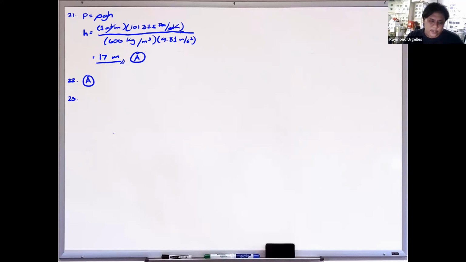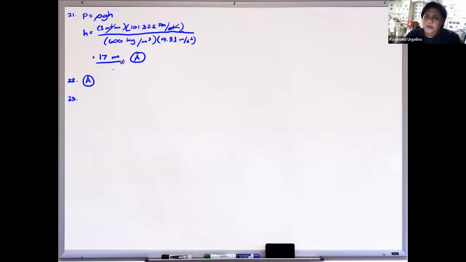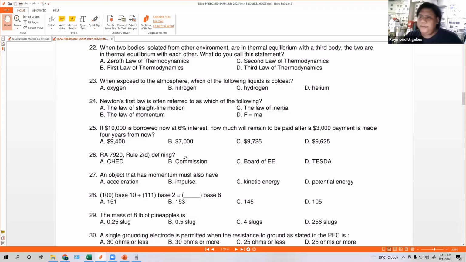Next, number 23. When exposed to the atmosphere, which of the following is the coldest? These are properties of our elements. This is helium. So letter D. It may have something to do with it being a noble gas. But again, it depends on the property of the material. Okay? So next, number 24.